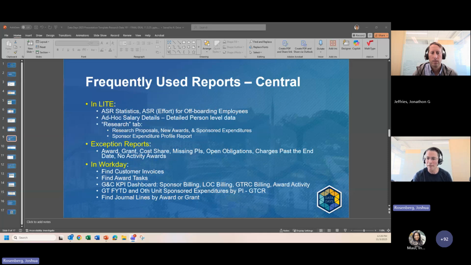GTRC billing, that's something that gets a little detailed, which I don't have time to get into, but basically GTRC is the Georgia Tech Research Corporation. 95% of our sponsored awards run through them on the academic unit side. Each month we bill them for the direct and indirect costs that we incur on awards contracted through them, and they reimburse the Institute. So this allows me to track that. Award activity really relates to amendments, corrections, billing, schedule events, things of that nature.